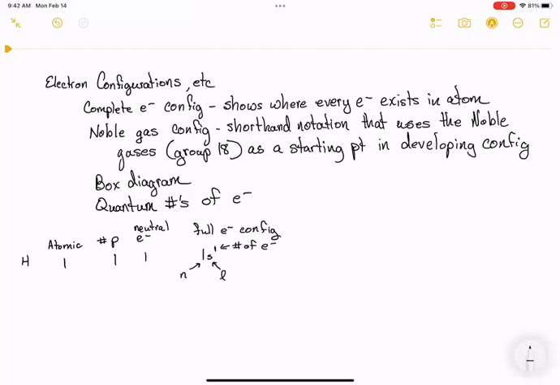For hydrogen, we cannot do a noble gas configuration, so we'll have to wait for that one. But we can do a box diagram. It's called a box diagram because if you actually go on the internet, you're going to see it drawn as boxes, with the notation below it.